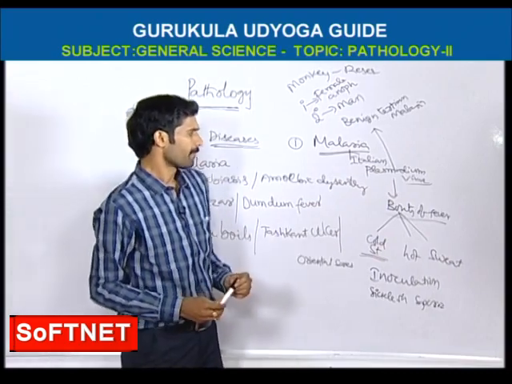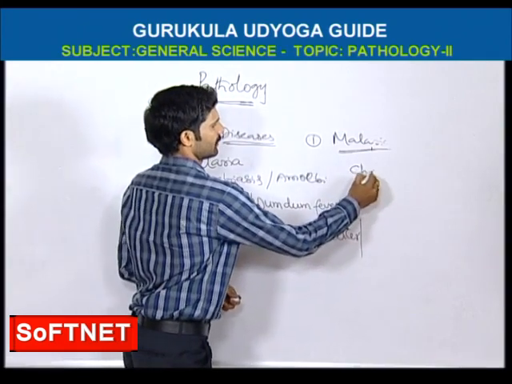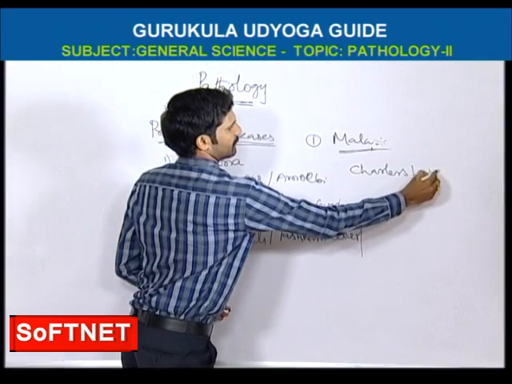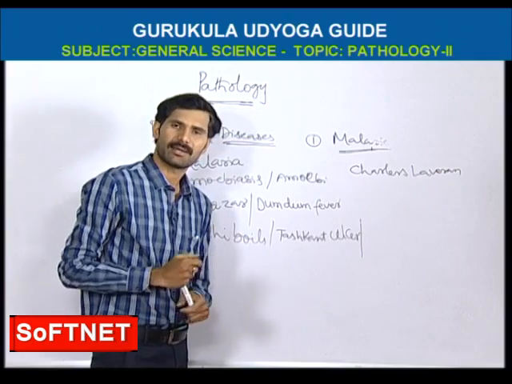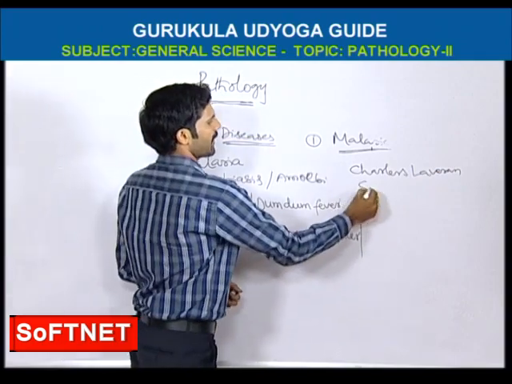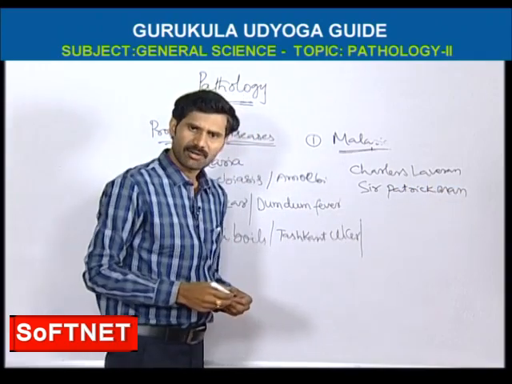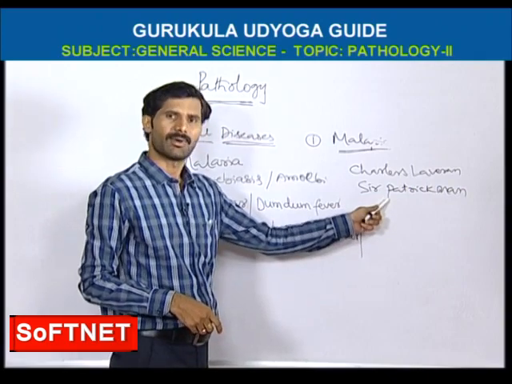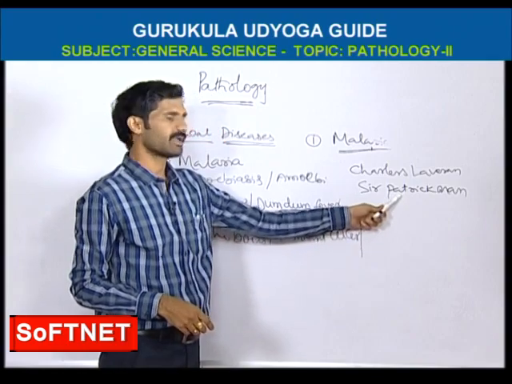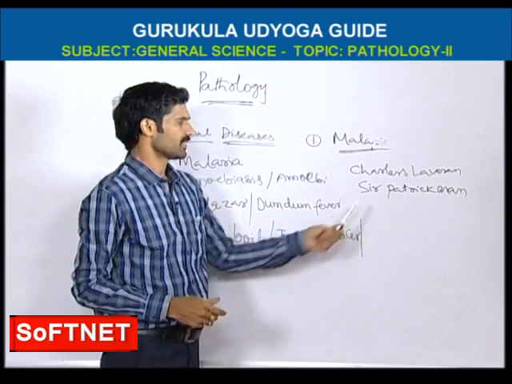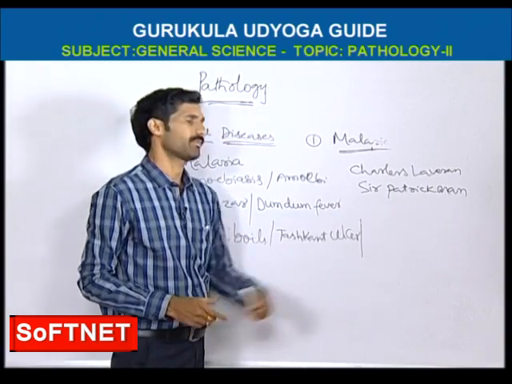For the first time, Charles Laveran discovered Plasmodium vivax in the blood of a malaria patient. And next, Sir Patrick Manson, while working on elephantiasis, suggested that malaria might be spread by mosquitoes. Very important point: malaria might be spread by mosquitoes. This statement was given by Sir Patrick Manson while working on elephantiasis or filariasis.